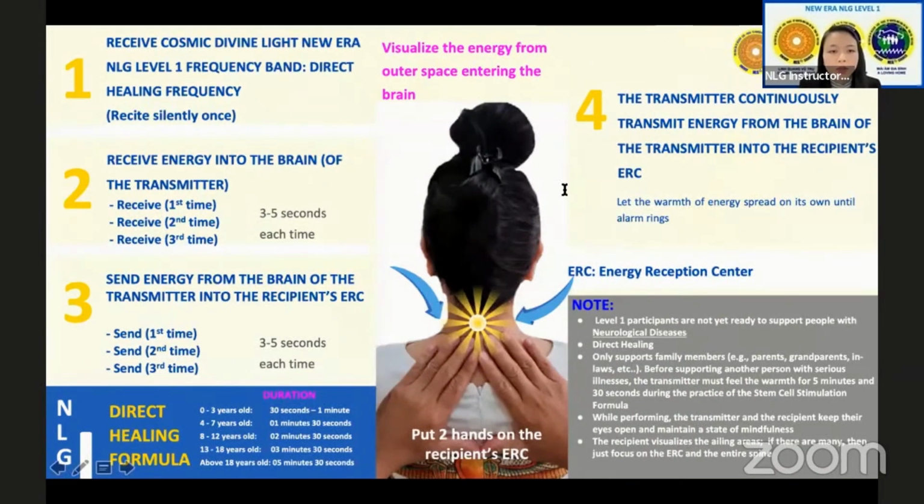Are there any other notes for this one? Okay, there are some tips as well on this one. Because you need to be there with the person physically, you are also required to put your hands on the recipient's ERC like this. This is the person's ERC right here, and this is how you will position your hand. For that reason, of course, you need to inform the person. You need to inform them that this is what you are going to do. And you can show them this image as a demonstration of what you're going to do.